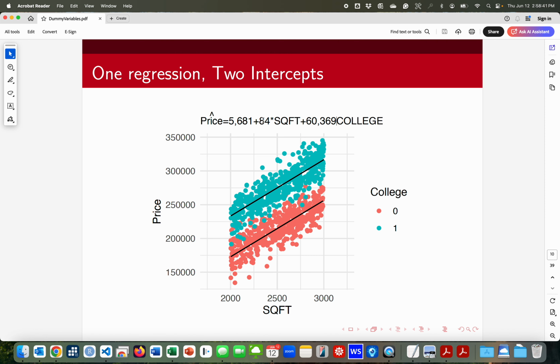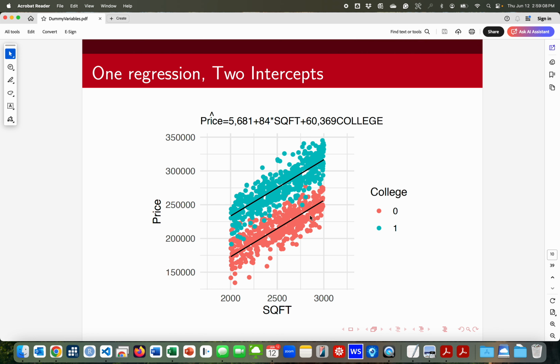So holding constant square footage, the college line is always this much higher than the non-college line. So if we go to 3,000, we compare the lines, the difference is 60,369. If we go down to 2,000, we compare the lines, the difference is 60,369. So that is what a dummy variable does graphically.